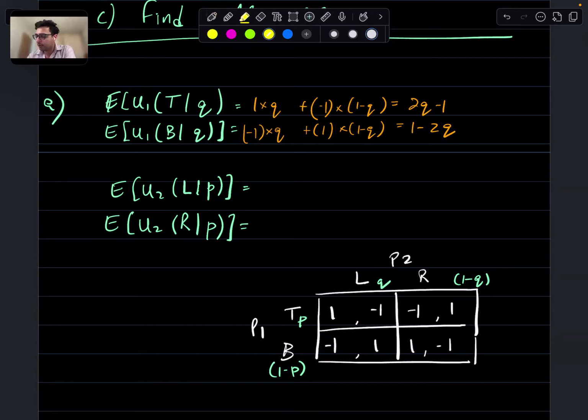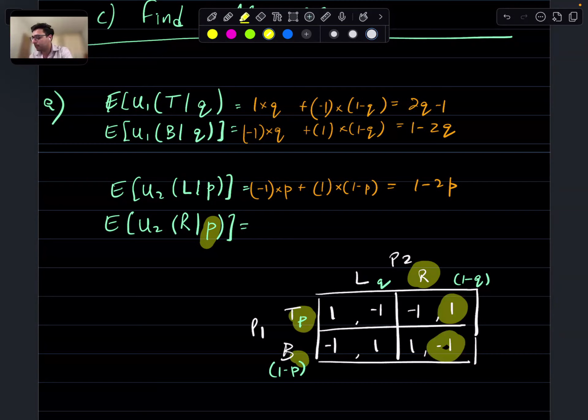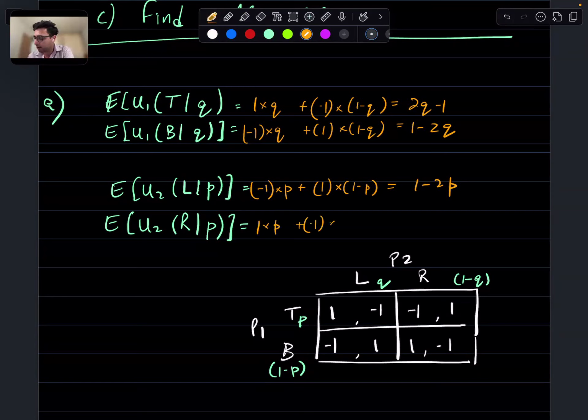Similarly for player 2, when player 2 chooses L, player 2 gets this negative 1 with the probability P and this positive 1 with the probability 1 minus P. So negative 1 times P plus 1 times 1 minus P is equal to 1 minus 2 times P. When player 2 chooses right and player 1 mixes with the probability P, then player 2 gets 1 with the probability P, negative 1 with probability 1 minus P. And so player 2 gets 1 times P plus minus 1 times 1 minus P.